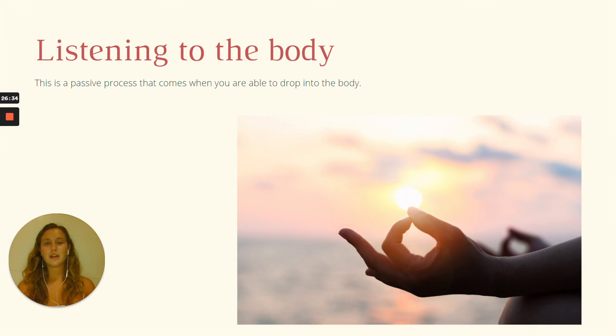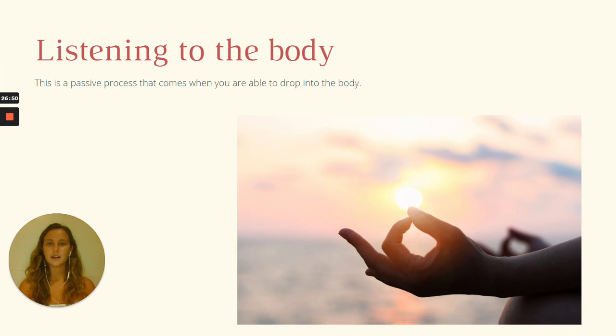The mind is very good at understanding anatomy and physiology and understanding different types of food and what they do, and that is good to a point. But then there comes the point where we have to let all of that go and just drop into the body.